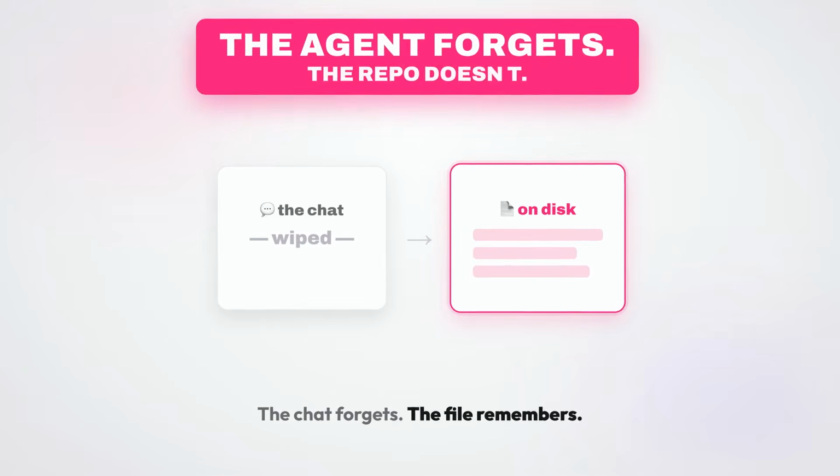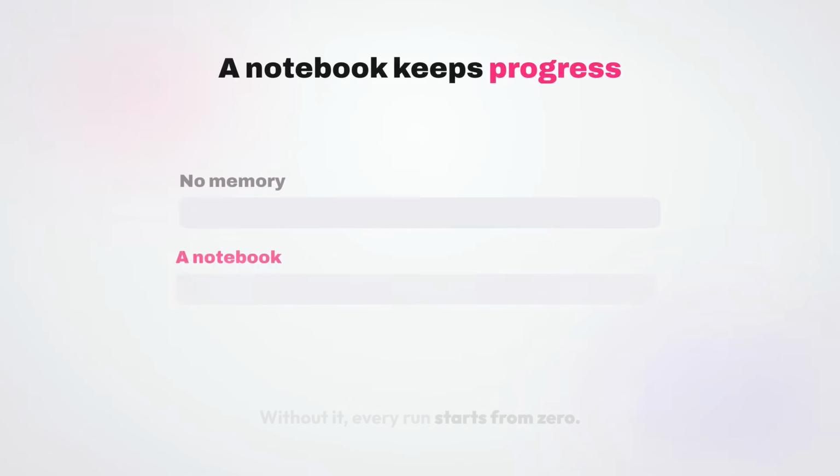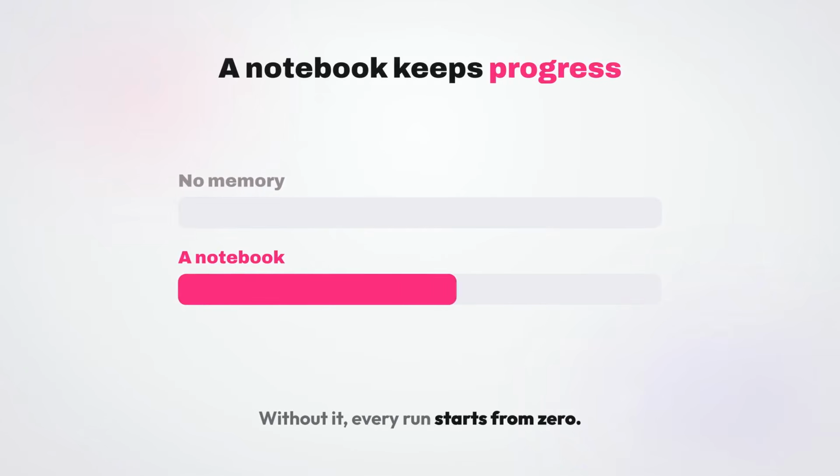The agent forgets, but it's all there in your notebook. So tomorrow's agent's running picks up exactly where today's agent stopped. It sounds too simple to matter, but it's the trick that every long-running agent depends on. Without it, your loop starts from 0 every single time.